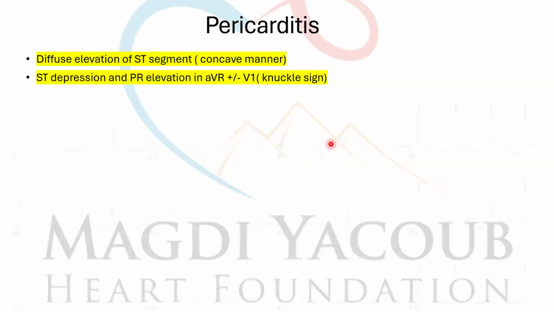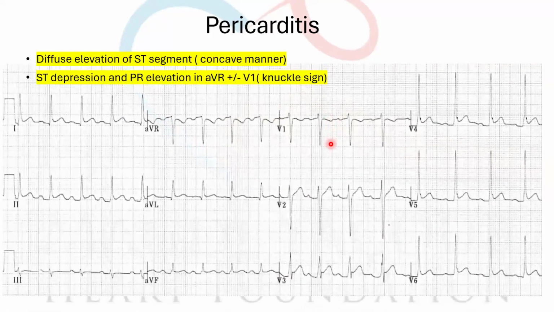This is called a knuckle sign. Here we have an EKG, and as we can see, there is diffuse elevation of the ST segment all throughout the EKG. And when we look at V1 and AVR, we can find there is a PR elevation in AVR and V1, and there's also an ST depression in AVR and V1. So this is pericarditis, and it's not STEMI.